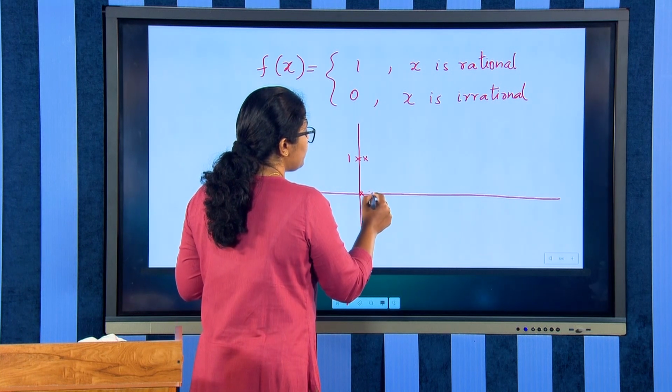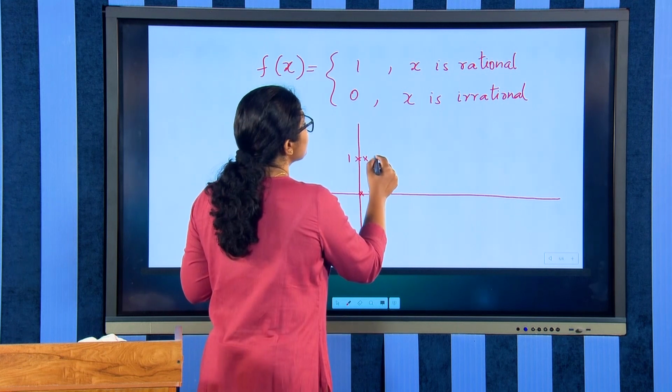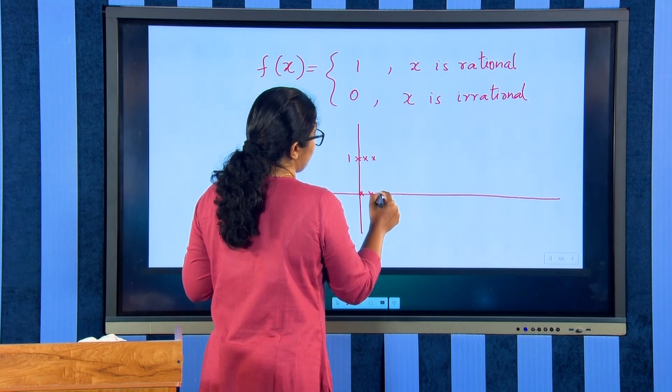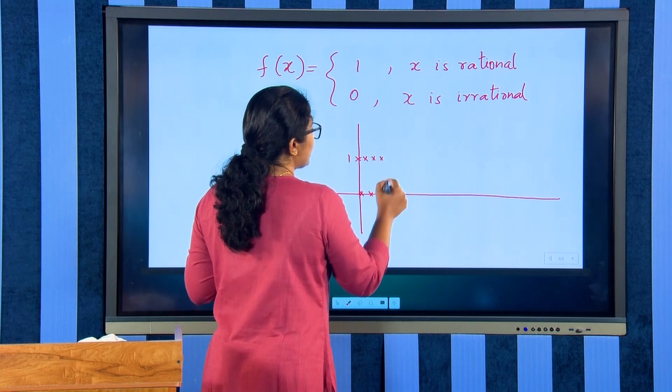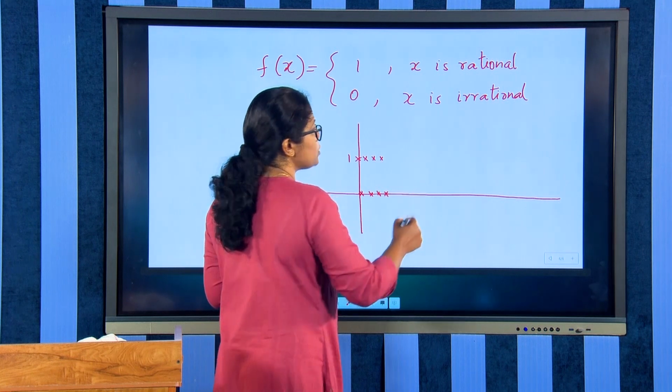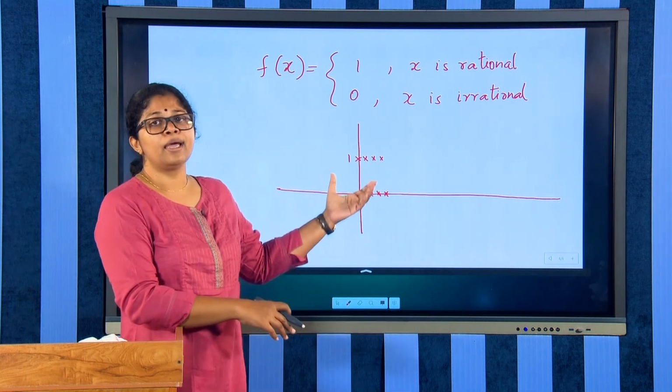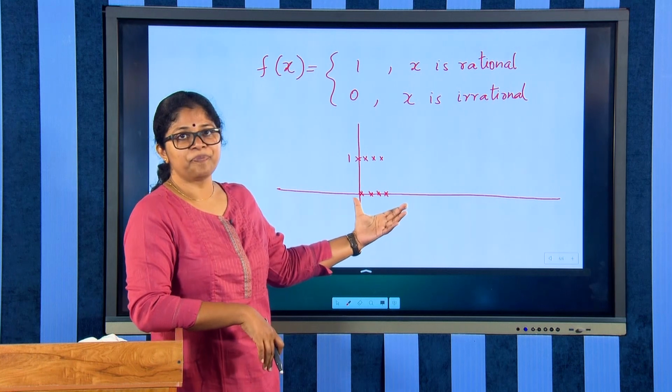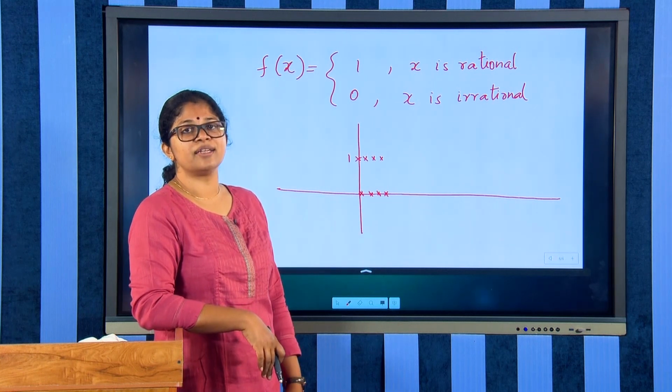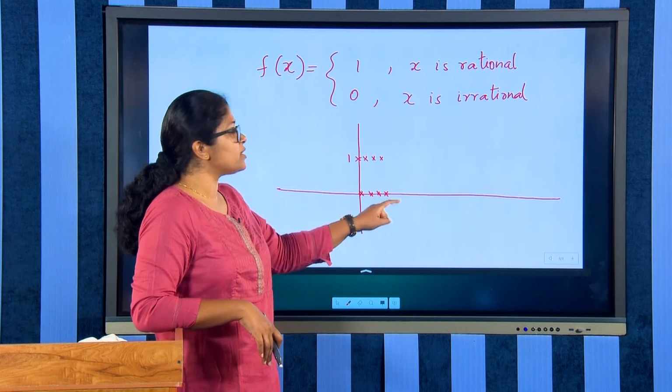The next point will be an irrational number. Next point will be rational. Next point will be irrational. Next point rational. Next point irrational, and so on. So, it is a very beautifully depicted function which is highly discontinuous. At no point it is continuous.